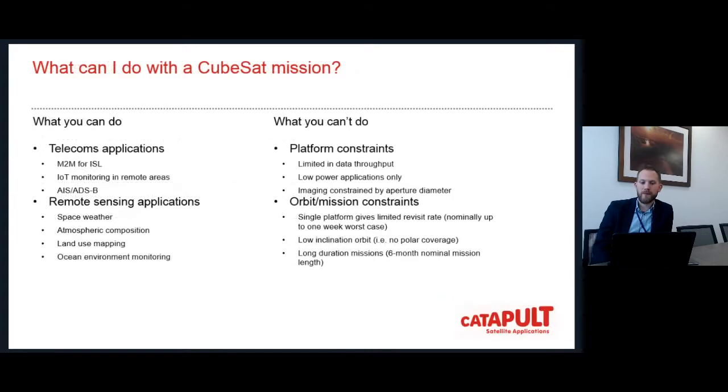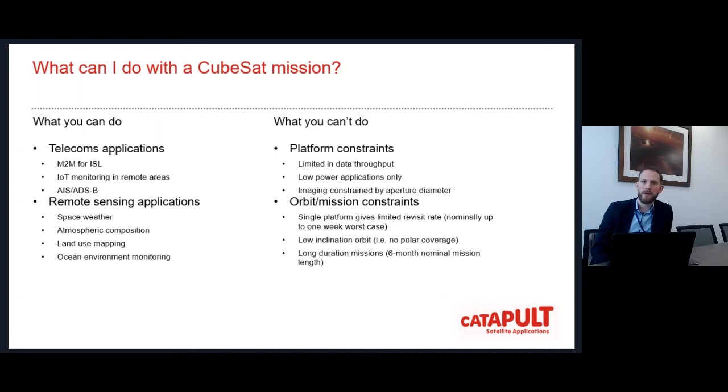So to give you again sort of a top-level view of the kind of constraints and opportunities that a CubeSat in particular can offer, we see a lot of really good ideas around telecoms and remote sensing. Under telecoms, we include things like M2M, so machine-to-machine communications for ISL, which is inter-satellite links. There's a challenge in that concept in that we have to show that there's a commercial service opportunity within that, but we're seeing some really interesting ideas around how that might be enabled.